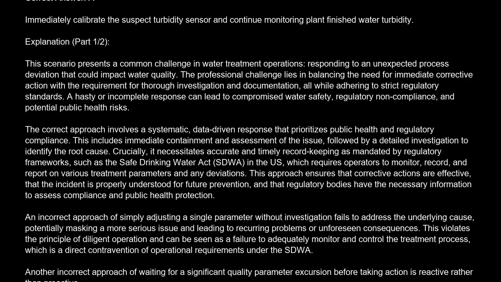An incorrect approach of simply adjusting a single parameter without investigation fails to address the underlying cause, potentially masking a more serious issue and leading to recurring problems or unforeseen consequences. This violates the principle of diligent operation and can be seen as a failure to adequately monitor and control the treatment process, which is a direct contravention of operational requirements under the SDWA.